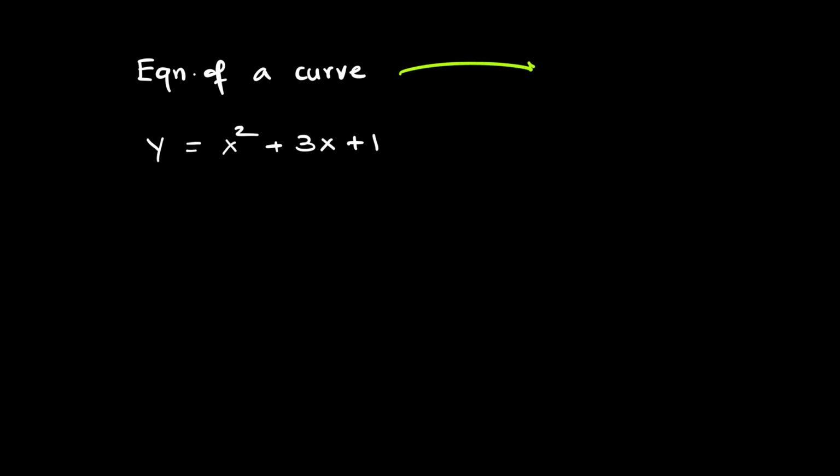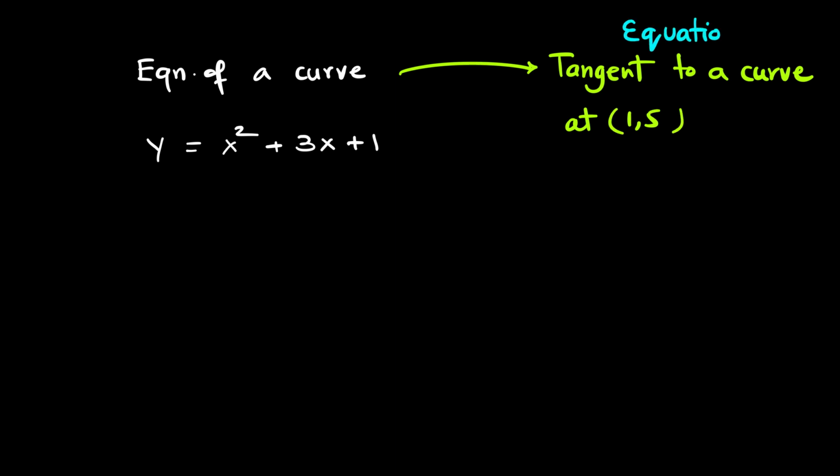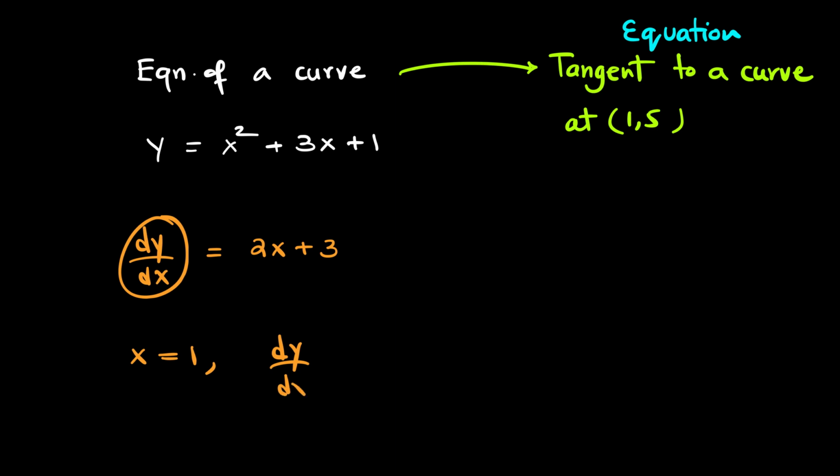And the usual question is about asking the equation of the tangent to a curve at a particular point, for example (1, 5). So how do we get started with this one? The rule is pretty simple. We differentiate the equation. We find the gradient function dy by dx, that is 2x plus 3. We plug in the value of x equals 1. So dy by dx comes out to be 2 into 1 plus 3, which comes out to be 5.